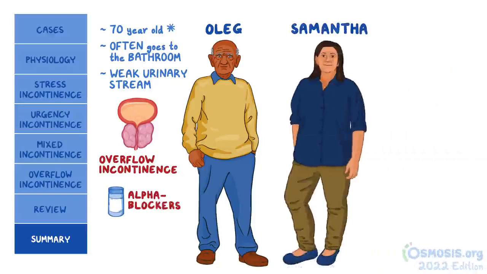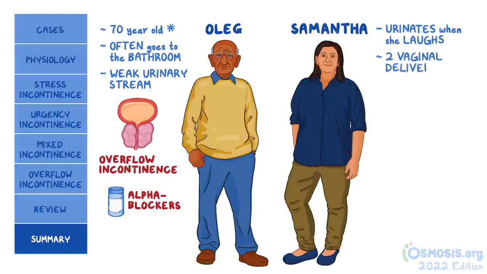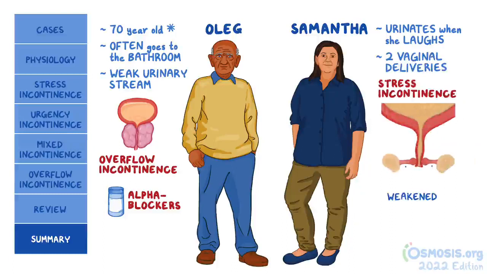Then there's Samantha, who urinates when she laughs. If we ask Samantha to laugh or cough while we directly examine her, we might see that urine leaks out. Now, considering she also had 2 vaginal deliveries, this is most likely a case of stress incontinence caused by weakened pelvic muscles. And the problem might resolve with training in Kegel exercises.